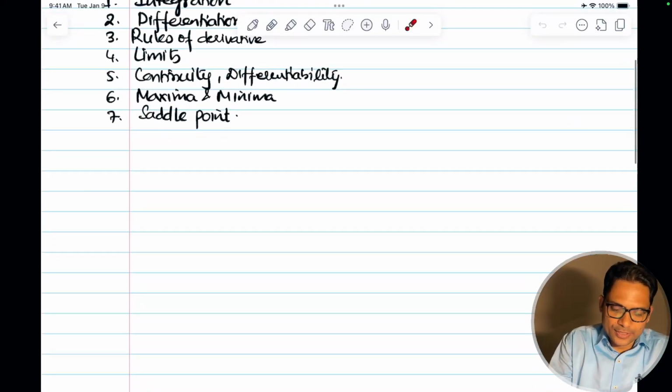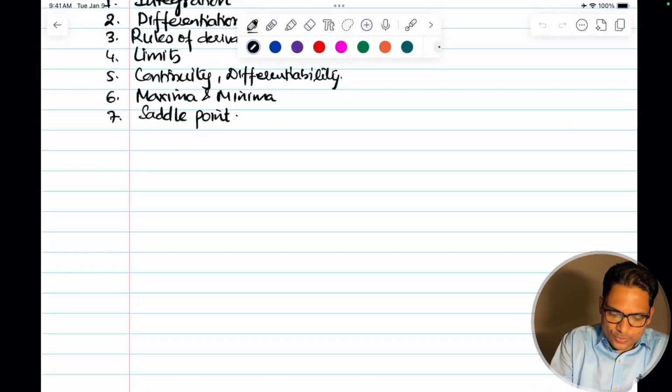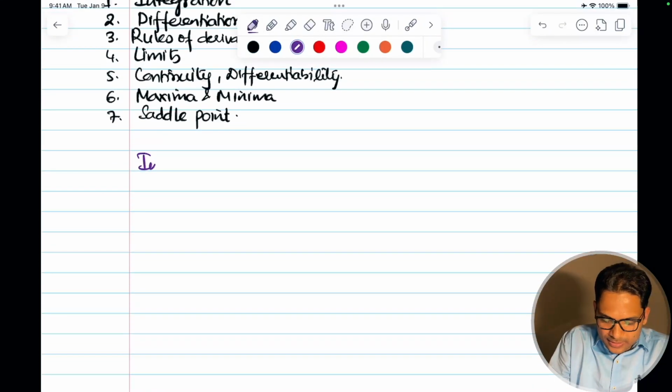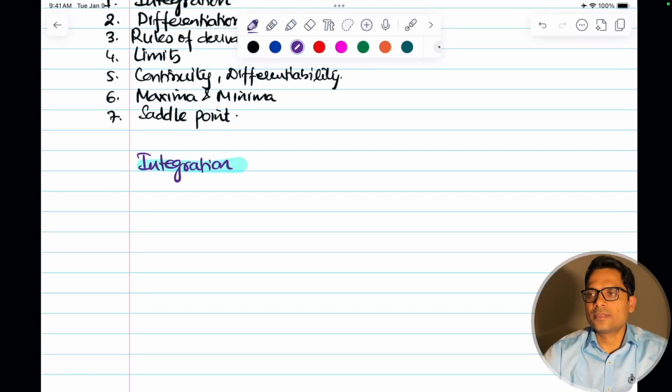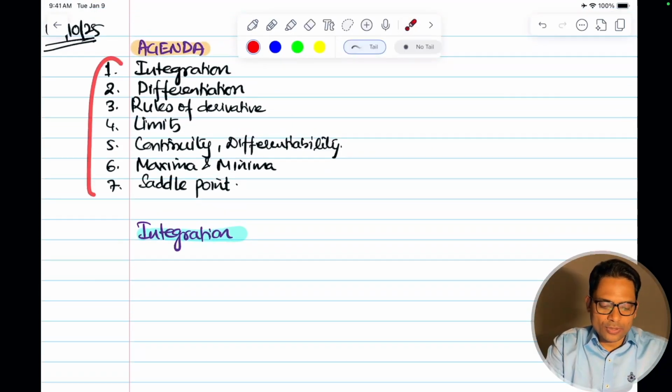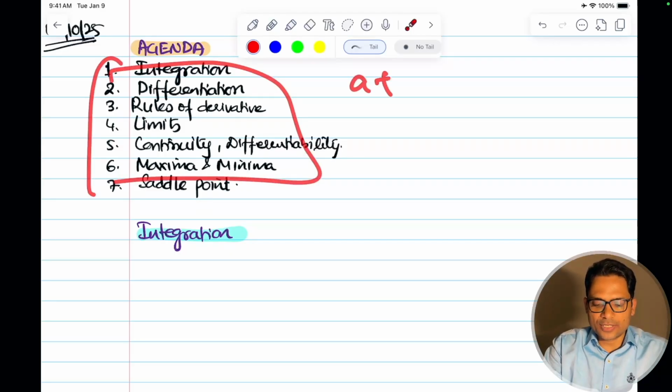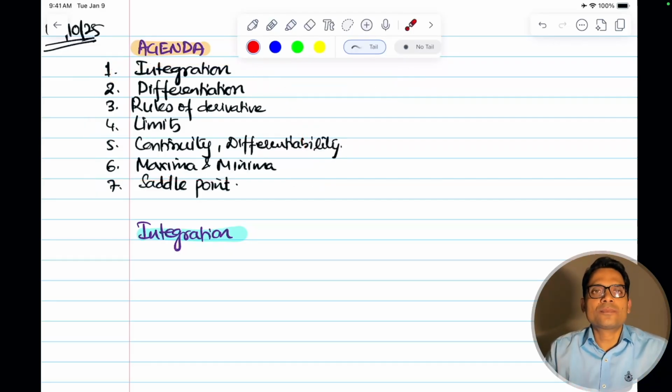So we'll start with integration. What is integration? We have been studying this a lot, since you must have studied it in 11th and 12th, right? Integration, like addition and subtraction, is a mathematical tool that helps us solve real world problems. Integration is a mathematical tool to find the area under the curve.